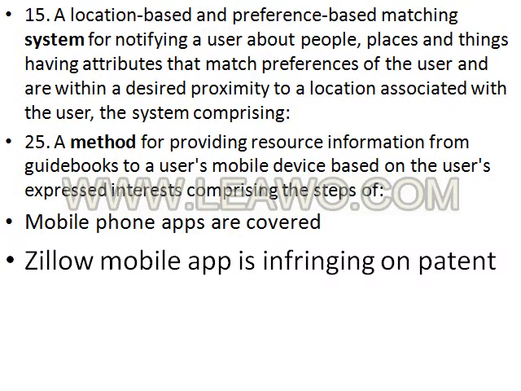So of the 3 independent claims, 2 of them are methods, 1 is a system. Things that could be covered with this patent are obviously mobile phone apps. Specifically, the one that EARTHCOMBER feels is infringing on this patent is the Zillow mobile app.